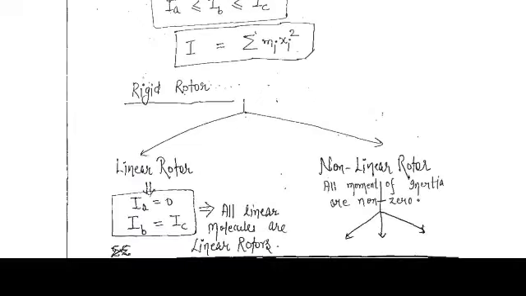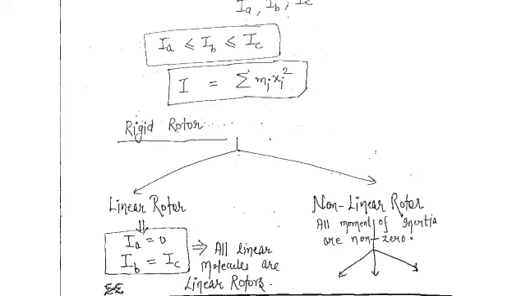The first thing I am talking about here is the rigid rotor. The rigid rotor is an ideal concept in physical spectroscopy. We assume a molecule to be a rigid rotor, though ideally no rigid rotor is possible. In a rigid rotor there can be two types: the first is the linear rotor, and the second is the non-linear rotor.